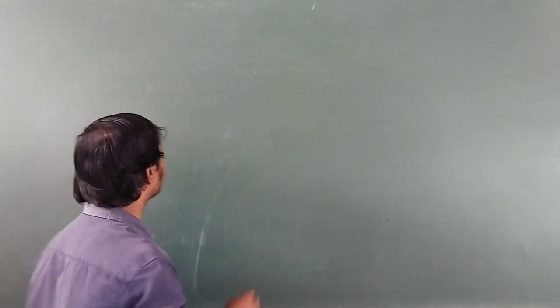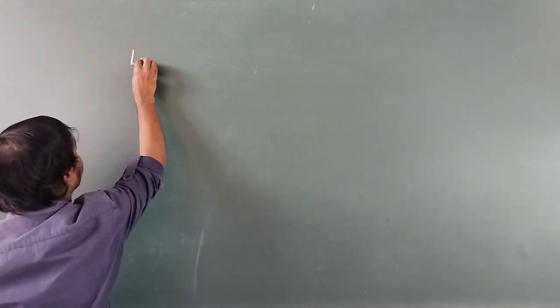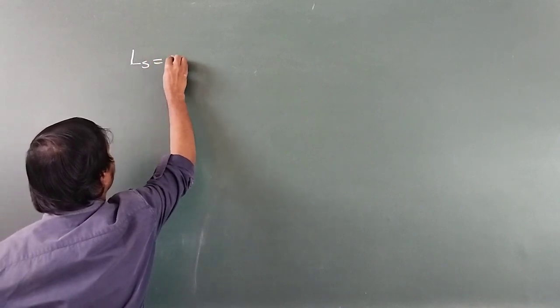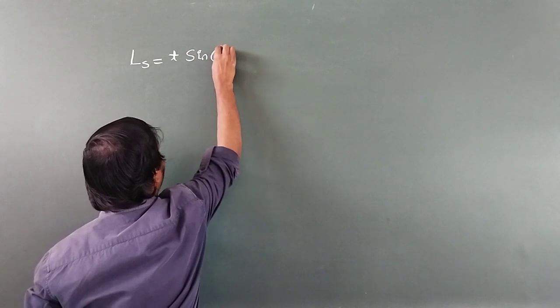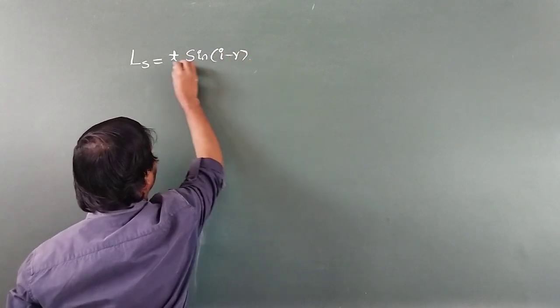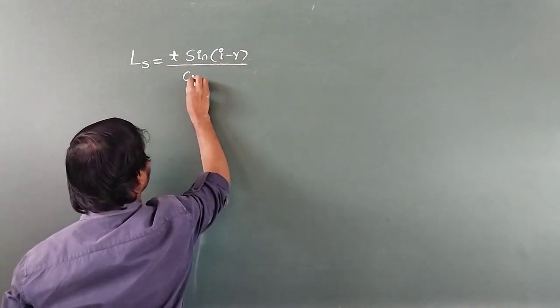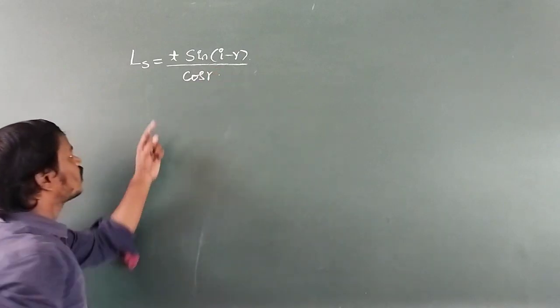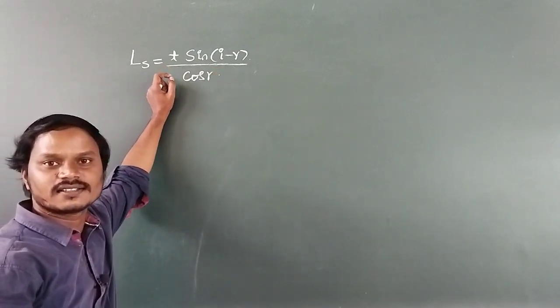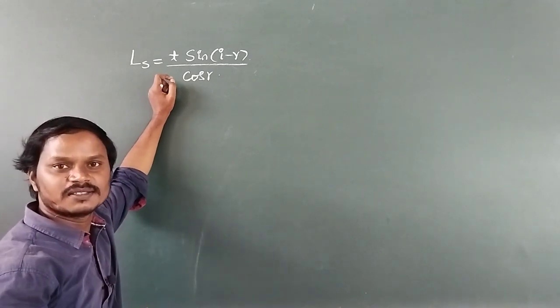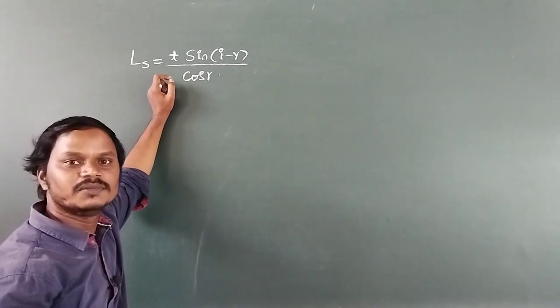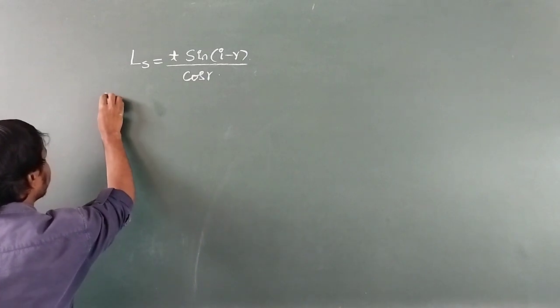That is LS is equal to T into sin(I minus R) divided by cos R. Then what is T? T is thickness of the glass slab. Okay. Now when is the lateral shift maximum and when is the lateral shift minimum? So, special cases.